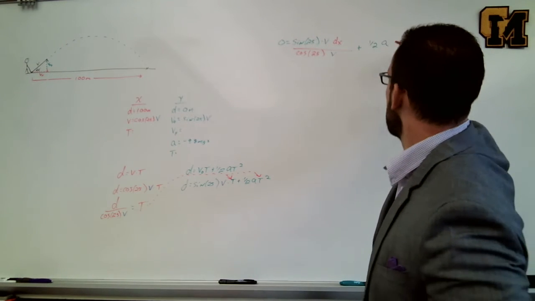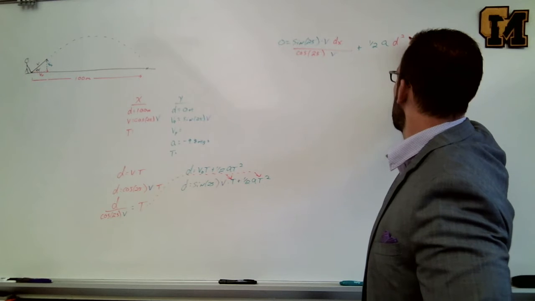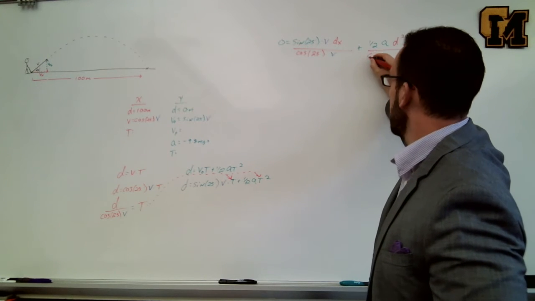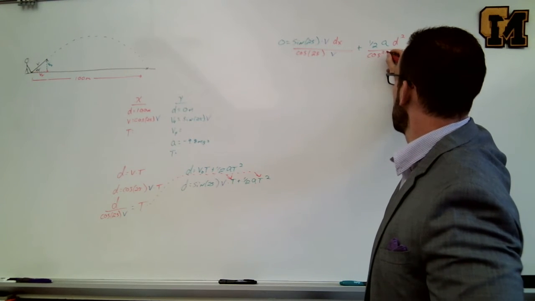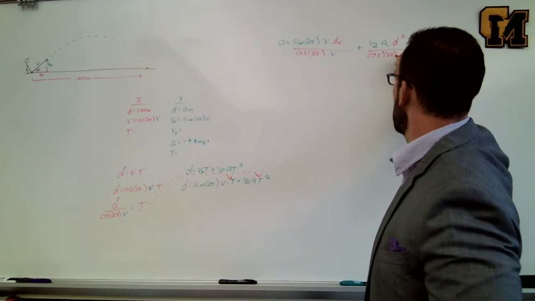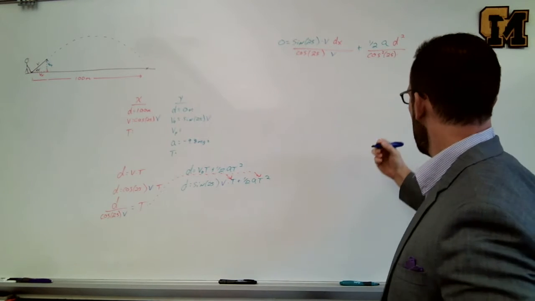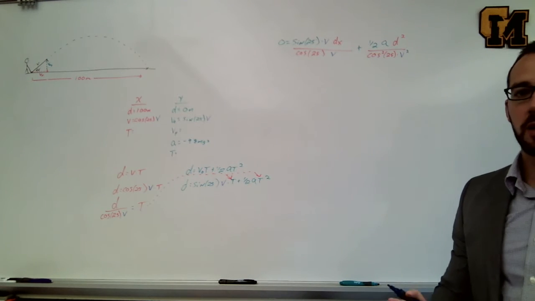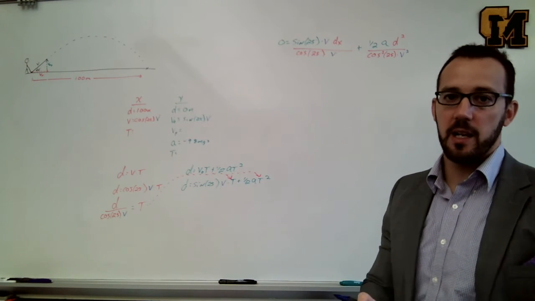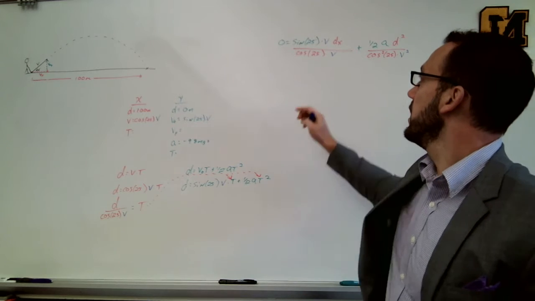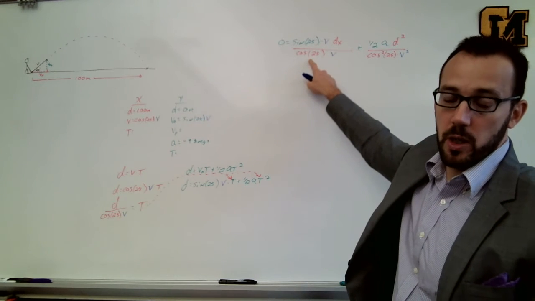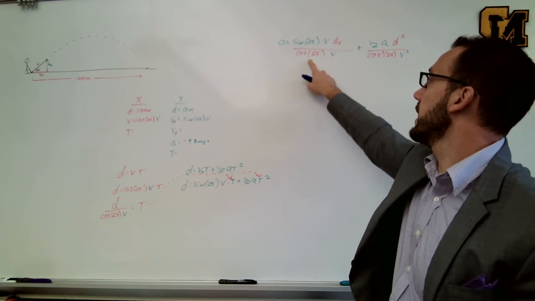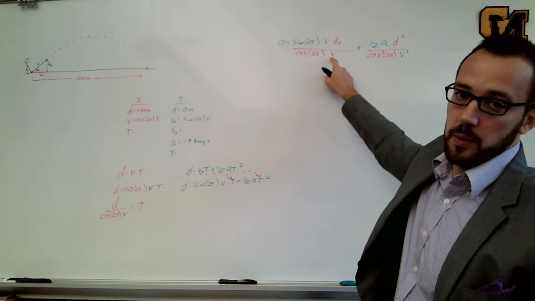Which means the d is going to get squared. And in the denominator, I have cosine squared 25 times the v, which also gets squared. This may look a little bit nasty, but we actually have pretty much everything in here. Sine of 25 and cosine 25, we can plug that into a calculator. V and v is actually what we're trying to find.